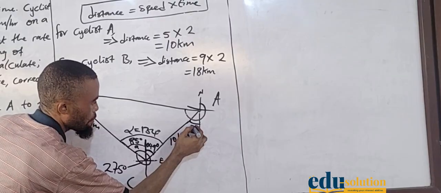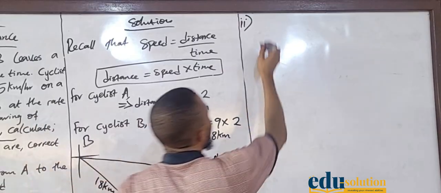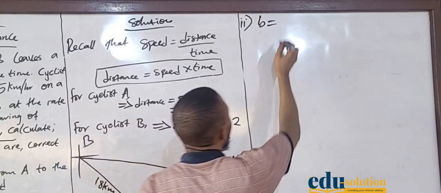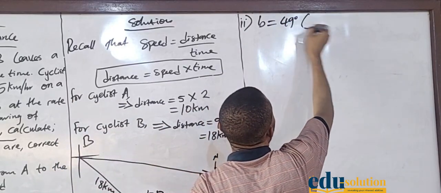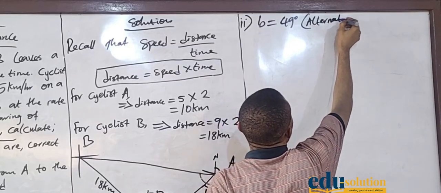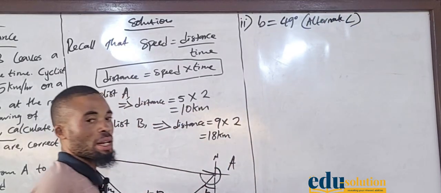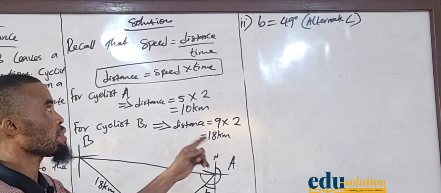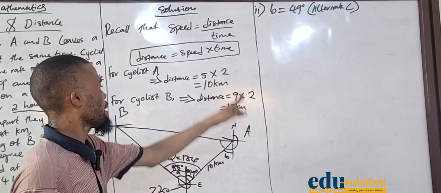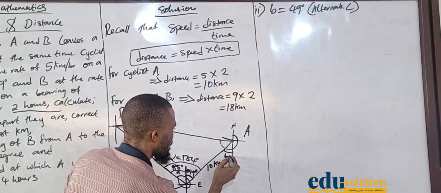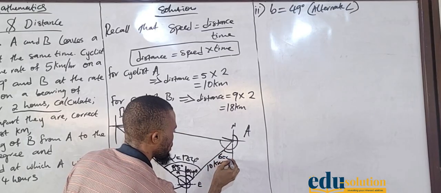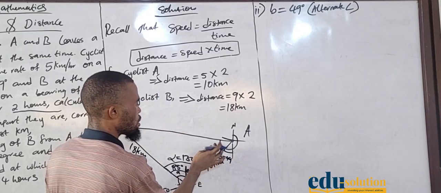So let me call this place B. So I can have that B is equal to 49 degrees. I will state the reason, which is alternate angles. Whatever step you are taking, it is very important that you state the reason, so that the examiner will know that you know what you are doing. So now, this place I've gotten as 49. Let me write it: B is 49 degrees. So what I need to get is only this place.